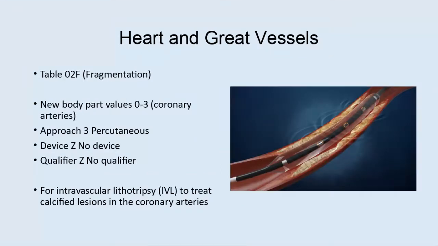Another change in the heart and great vessel system is 02F fragmentation. They added body part values for the coronary arteries, and then fragmentation. This is for intravascular lithotripsy to treat calcified lesions in the coronary arteries. So it goes in through the skin to treat lesions in the coronary arteries.